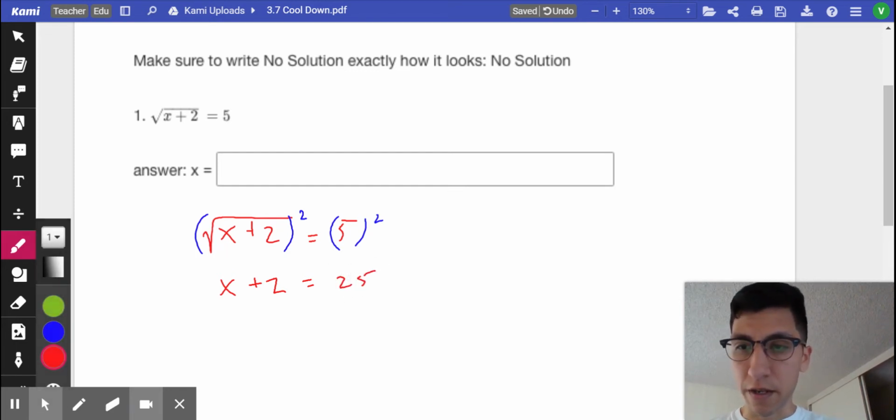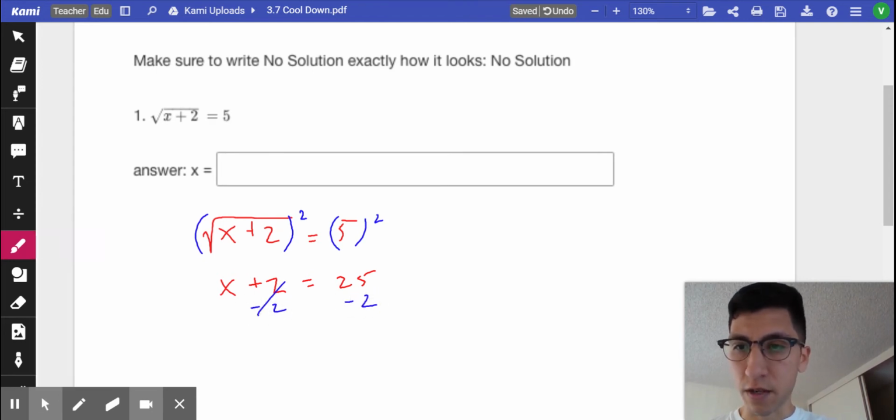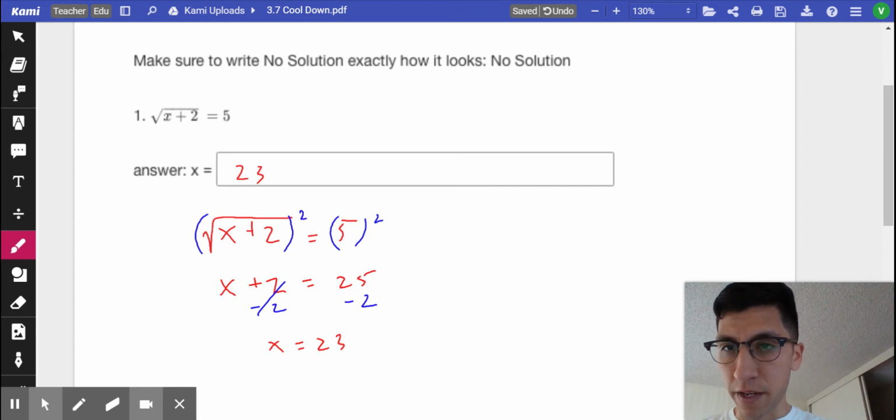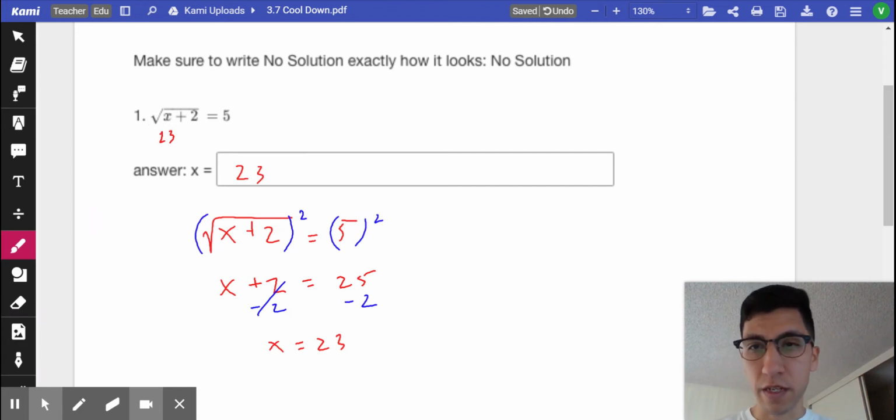Okay, and then just a one-step equation, we subtract 2 on both sides to cancel out that positive 2. And so all we have left is x equals 25 minus 2, which is 23. Okay, so you should have entered x equals 23 as your solution. And we can plug it back in here, right? If you plug in 23 into x, 23 plus 2 is 25, and square root of 25 is indeed 5. So it does check out.